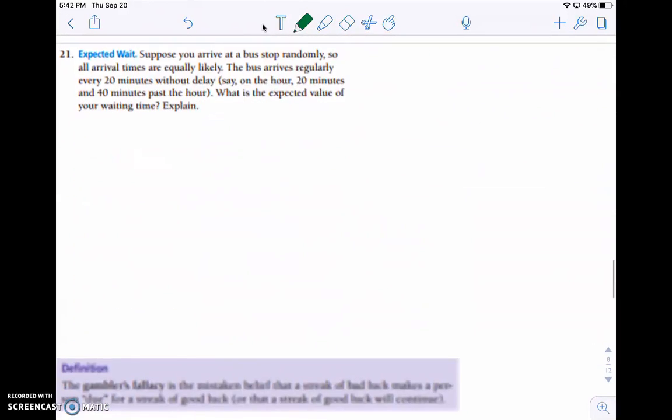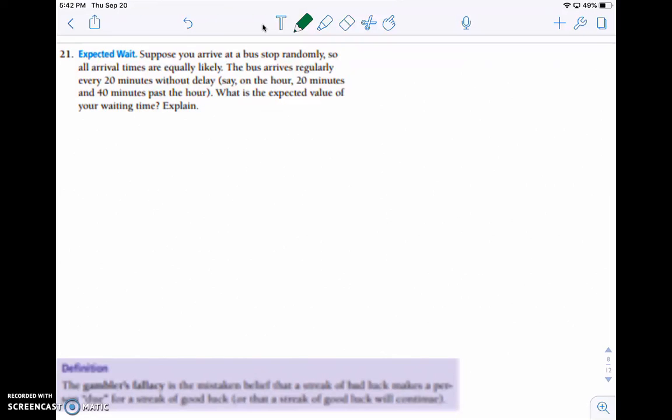Okay, the next one, looking at expected wait time. In this one we have, suppose you arrive at a bus stop randomly. So all arrival times are equally likely. So whether you arrive right when the bus left or right when it gets there or somewhere in between, it's all the same. The bus arrives regularly every 20 minutes without delay. So say on the hour, 20 minutes past, 40 minutes past the hour, and so forth. What is the expected wait time?